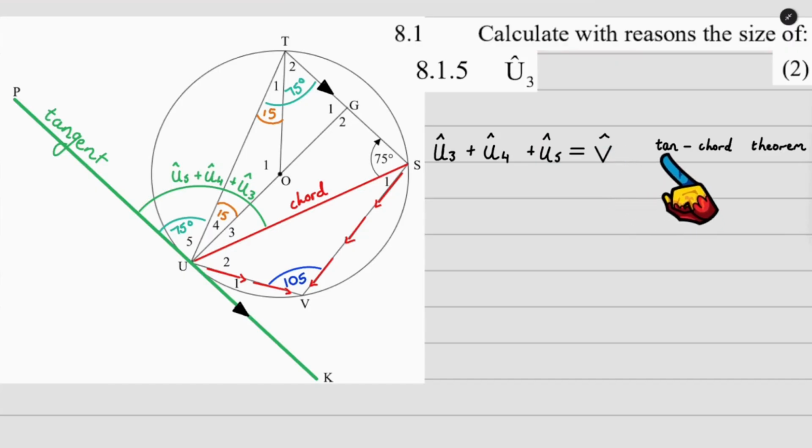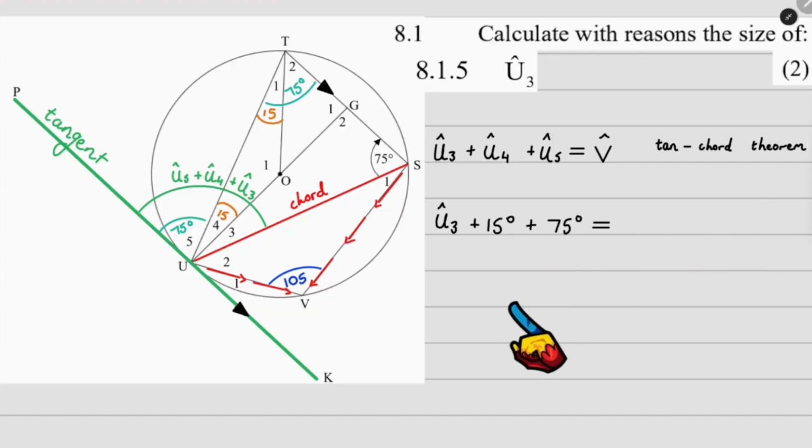And I knew that because I applied the tan chord theorem. And now U3 is going to stay behind because that's what we're calculating. U4 we calculated to be 15 earlier, so I change U4 to 15. U5 we calculated earlier to be 75 degrees, so I'm going to change U5 to 75. And V, we have V to be 105 degrees using that cyclic quad earlier, so we'll change V to 105.